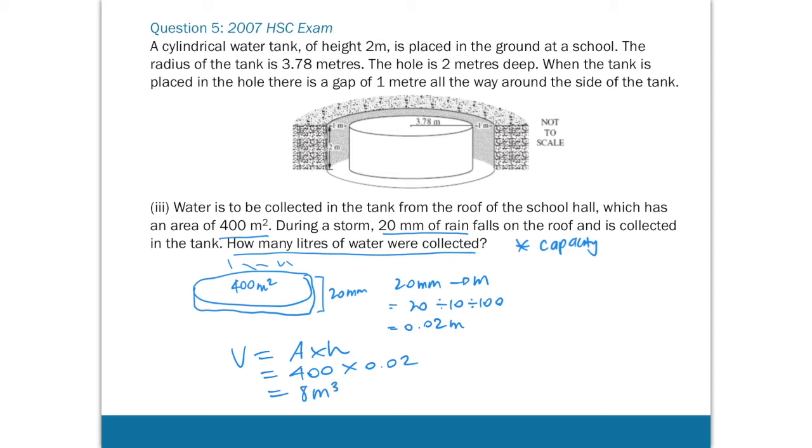Okay, so from our rules, we know that 1 metre cubed is equal to 1,000 litres, which is equal to 1 kilolitre. They're looking for litres, so let's stick with this litres section. So if 1 metre cubed is 1,000 litres, then 8 metres cubed is 8,000 litres. Okay, so therefore 8,000 litres of water is collected.